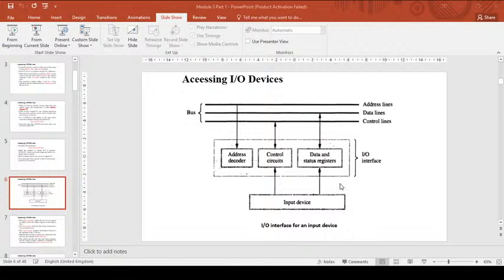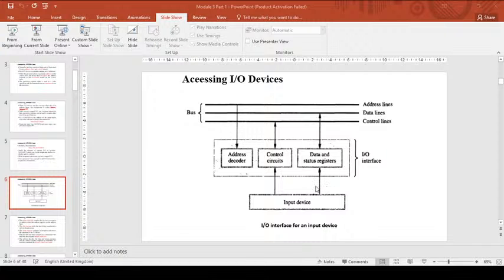So the S in flag will be set whenever there is data available in the data in register. As soon as the S in flag is set, the data from the data in register is read by the processor. And as soon as the processor reads the data, S in will be reset. S out is a flag register present in the output device or the device interface circuit, the IO interface circuit, as you have seen in the previous slide.